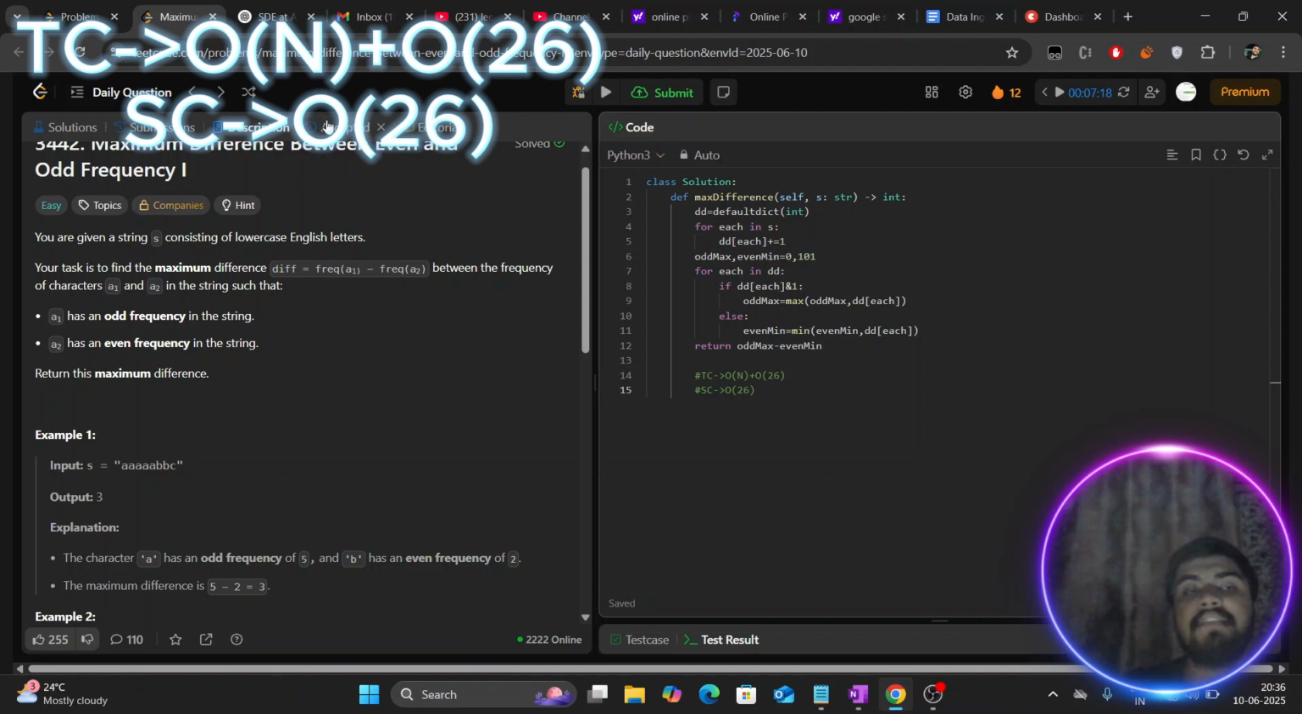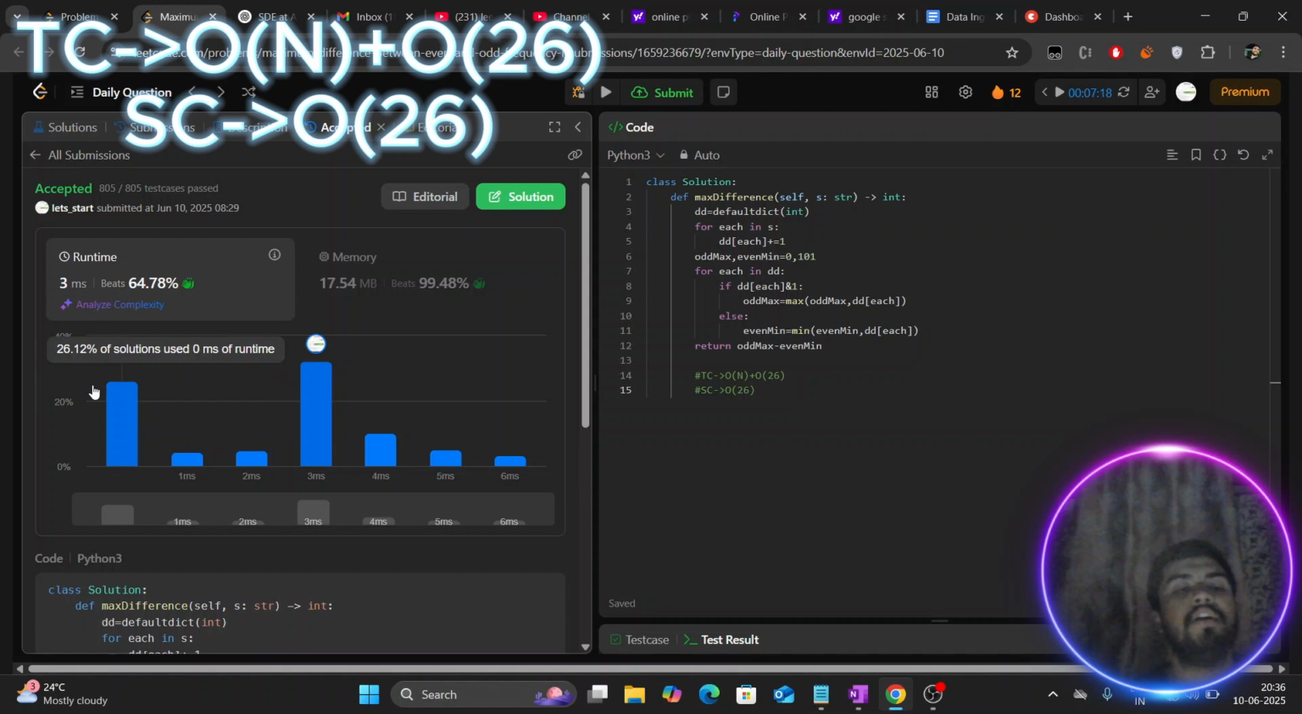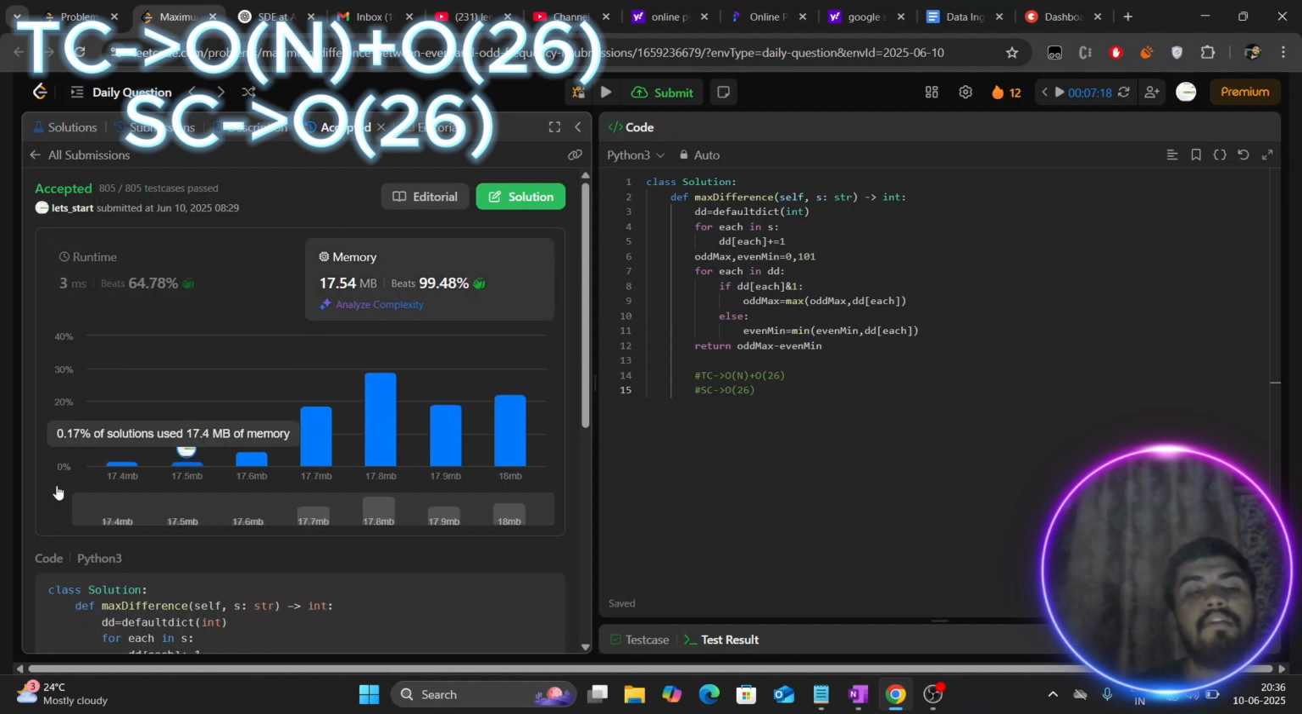You can see it took 3 milliseconds, and maybe some submissions took 0 milliseconds. But let's not consider that, because if the delta in time is only 1 to 2 to 3 milliseconds, within a 10 millisecond gap, then it is the most optimized one. On space, you can see it is 100% faster than all other submissions, and there is also a delta of 0.1 in memory.